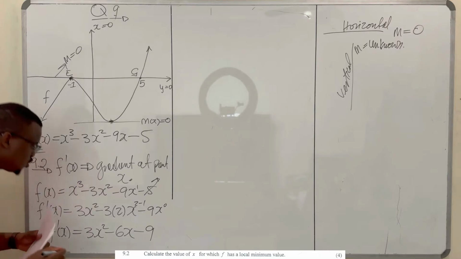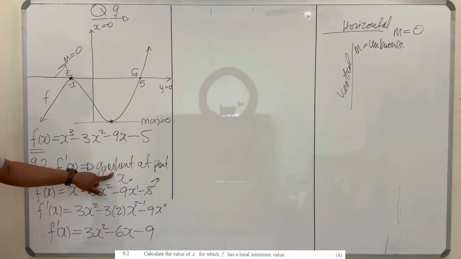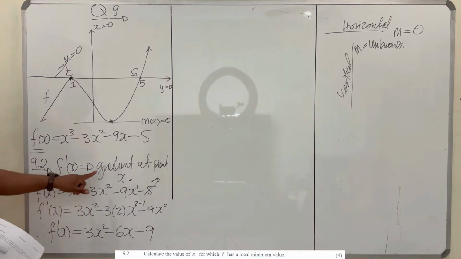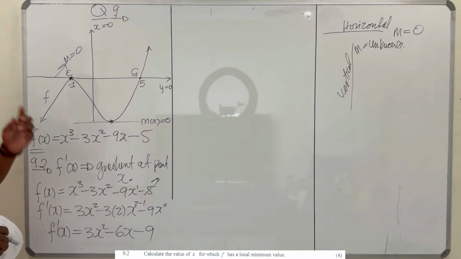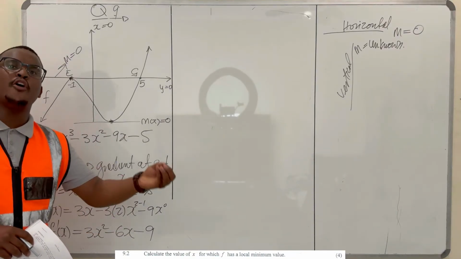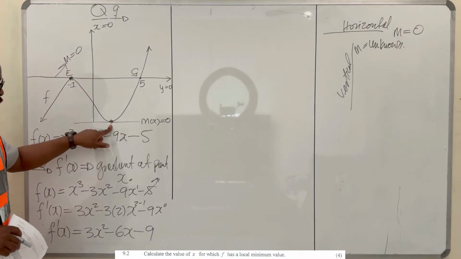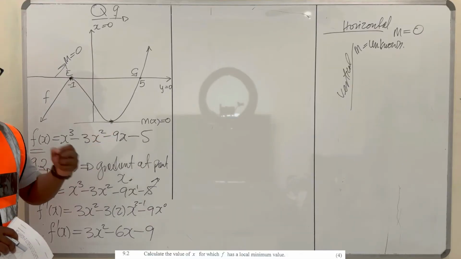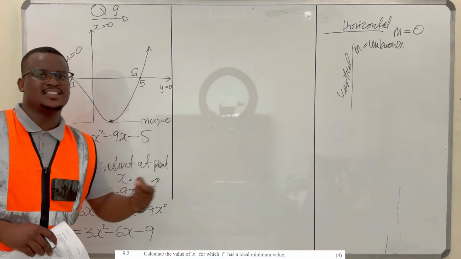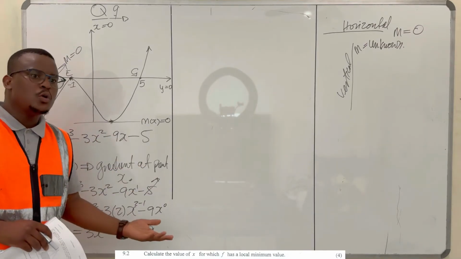minus 9. So what you have here is the derivative of your function f, right? And I said that a derivative gives you a gradient at a point x, right? That's what a derivative gives you. So now, at this point, you don't want just a gradient at a point, but you have a gradient that is 0 somewhere on your function. So you want the x values that correspond to that gradient that is 0, or the x values that will give you a 0 gradient. That's what you're looking for.